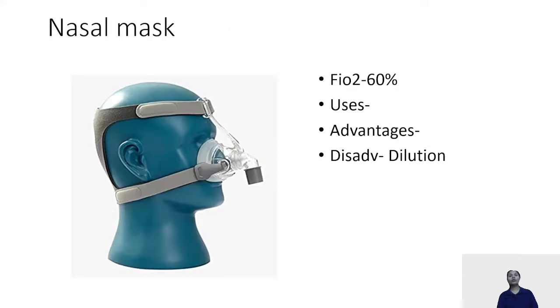Now talking about the nasal mask. See, this is the nasal mask. You have to differentiate the nasal mask from the CPAP mask. The CPAP mask covers both your nose and mouth, whereas the nasal mask is specifically meant to cover only your nose. This is the connector which will be connected to the breathing circuit. These are the head harness or head straps.